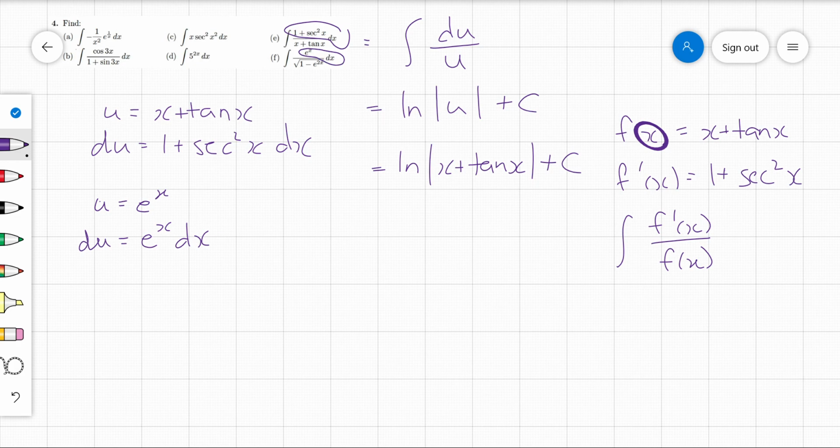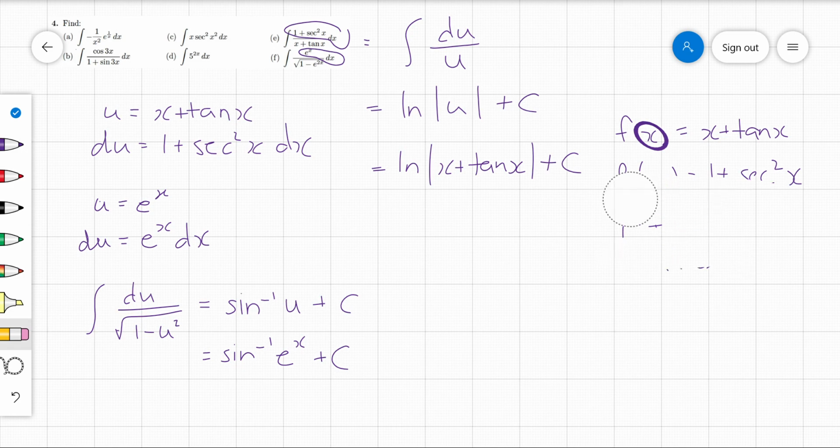So that integral there will become du on the square root of 1 minus, now this is e to the x squared, which makes e to the 2x. So this is 1 minus u squared in a square root. Now that one there is, again, on your reference sheet, it would be inverse sine of u plus c. So our answer is going to be inverse sine of e to the x plus c.